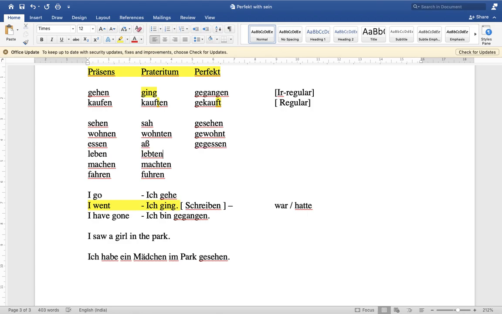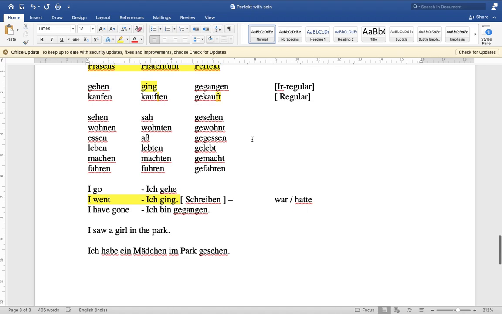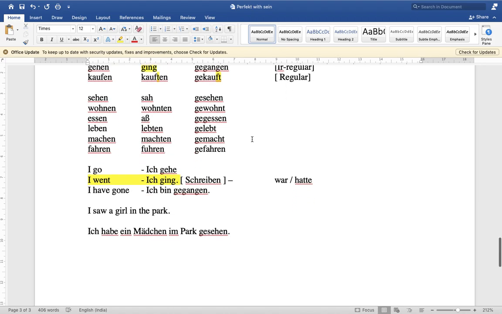Leben. Regelmäßig. Perfect is gelebt. Is das klar? Yeah. Machen. Gemacht. Very, very good. Gemacht. Fahren. Gefahren. Unregelmäßig. Sehr gut. Okay. So, this is the difference. I will send you the list.